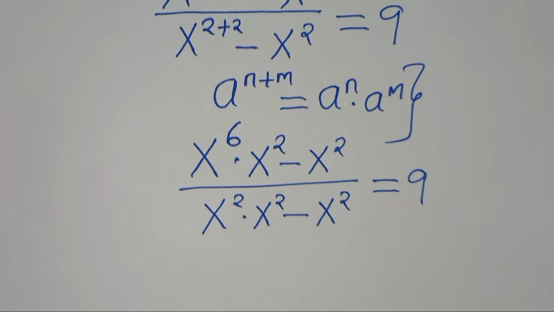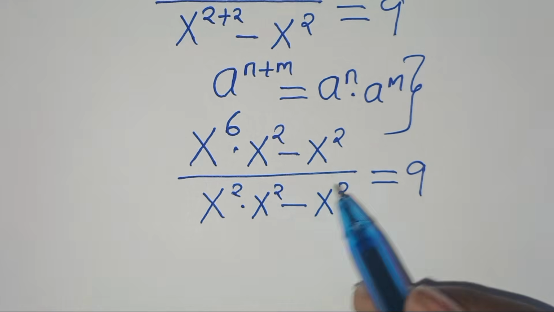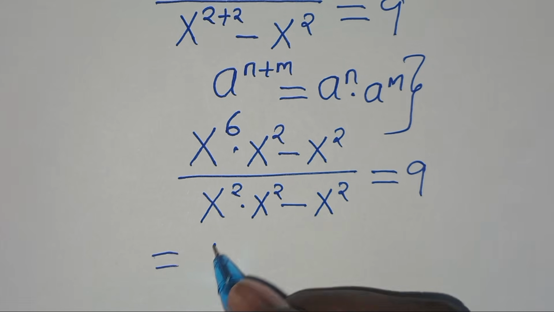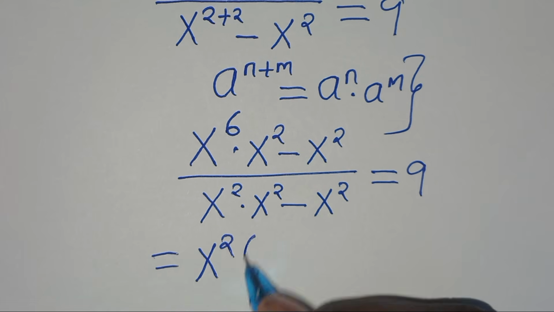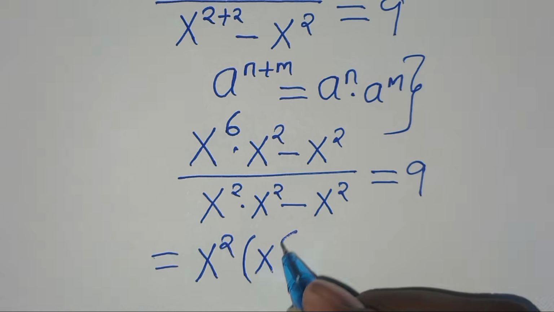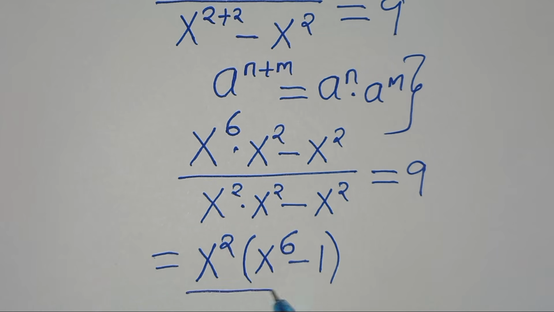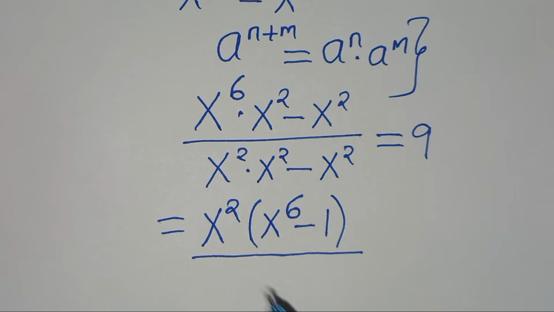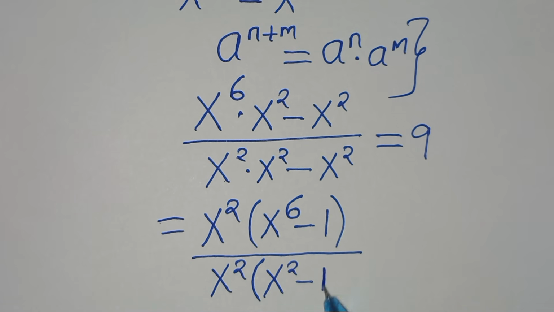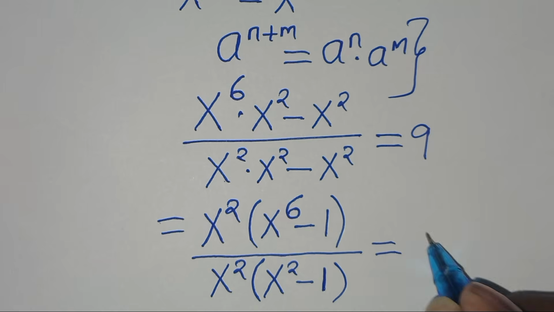Now, in the numerator here, we have that x to the power of 2 is common. So let's factor out x to the power of 2, so that here we have x to the power of 6, subtract 1, close the parentheses, then divided by x to the power of 2, which is common also. So let's factor out x to the power of 2, so that we have x to the power of 2, subtract 1. This is equal to 9.